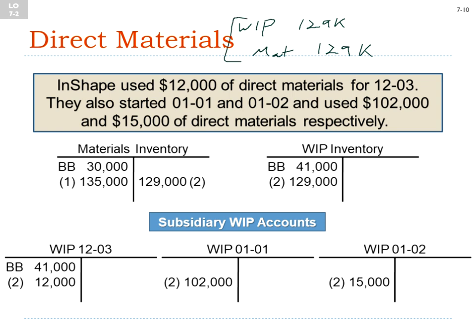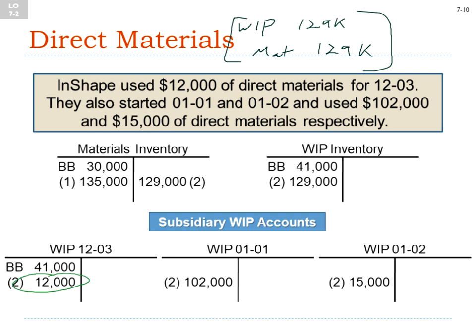But the journal entry is going to look like this: debit work in process 129K, and a credit to materials inventory for 129K. Now we do have to go one step further, because the work in process, we're going to split it into the 3 sub-accounts like we talked about. Here the work in process sub-accounts, like I said, you're going to be able to see that they roll into the main account. So what does that mean?